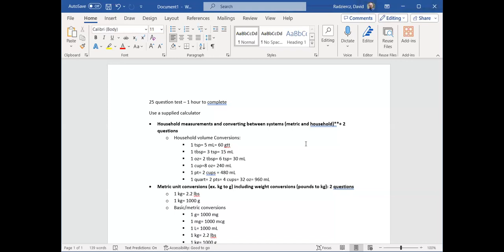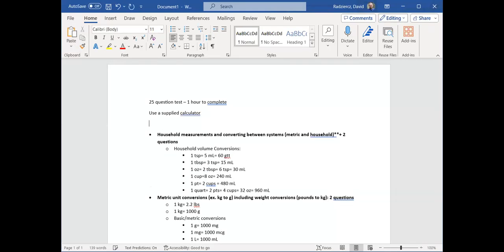program. So 25 question test, you have an hour to complete it, and you are to use a calculator that they will give you. So those are the basics. The other thing is you essentially get 2 attempts at the test. What constitutes the 2 attempts is you need to pass with, I think it's 92% or greater.